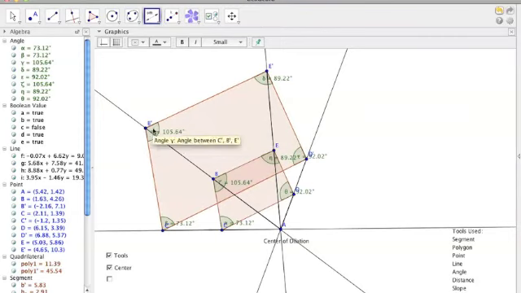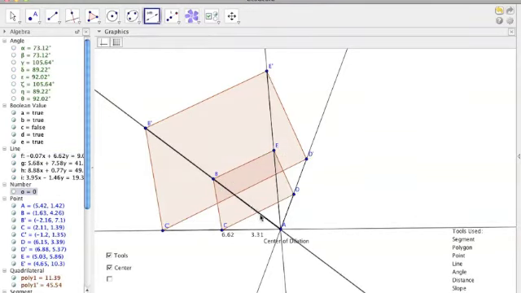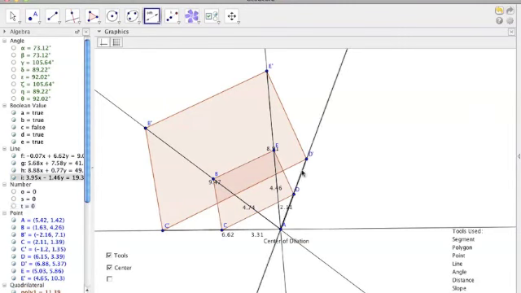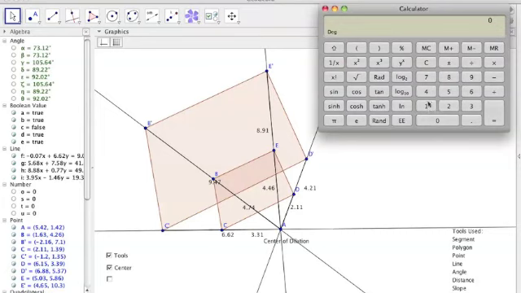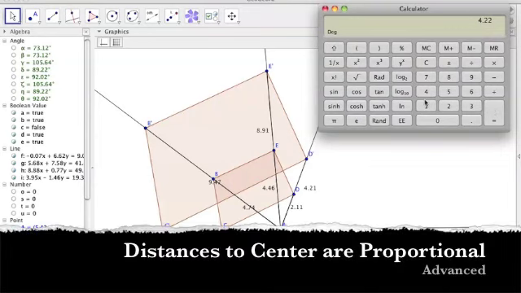I just created segments. You can't see them because they overlap with lines, but I created segments from each vertex back to the center of dilation. And I can see that I'm getting approximately double, meaning there's probably some rounding going on.